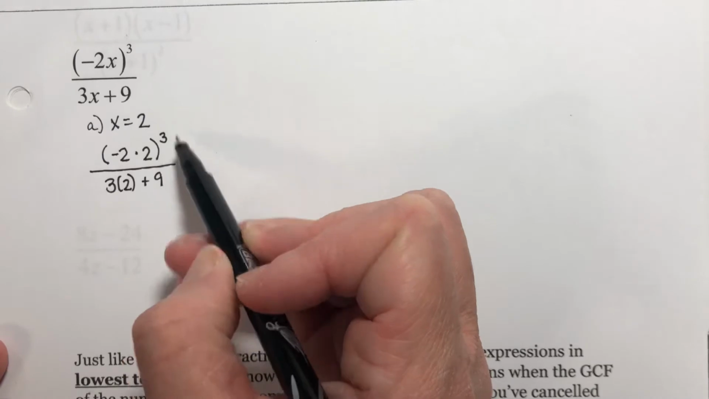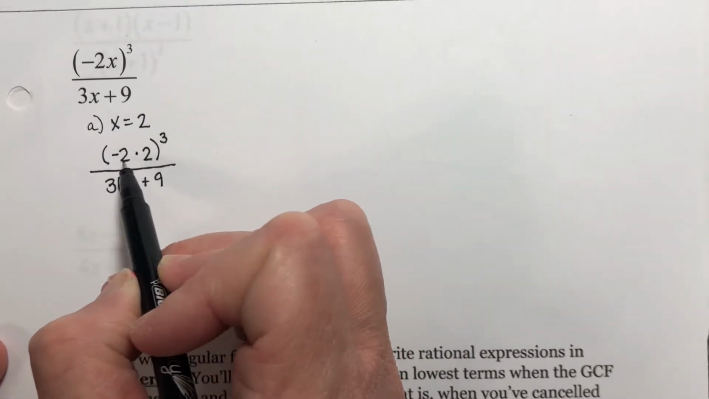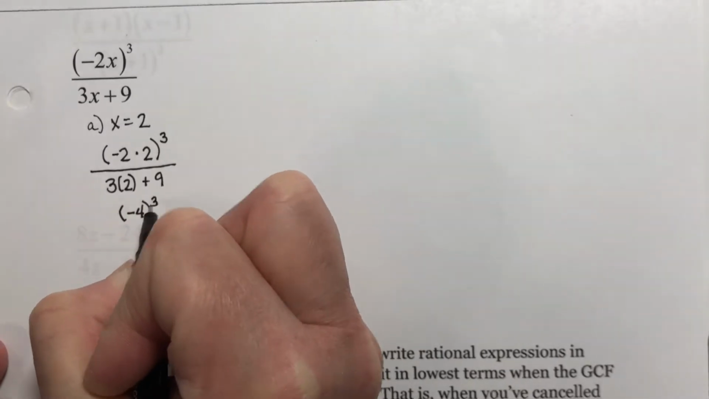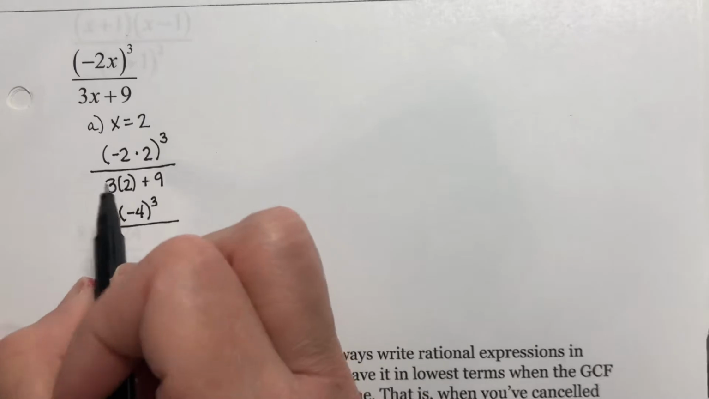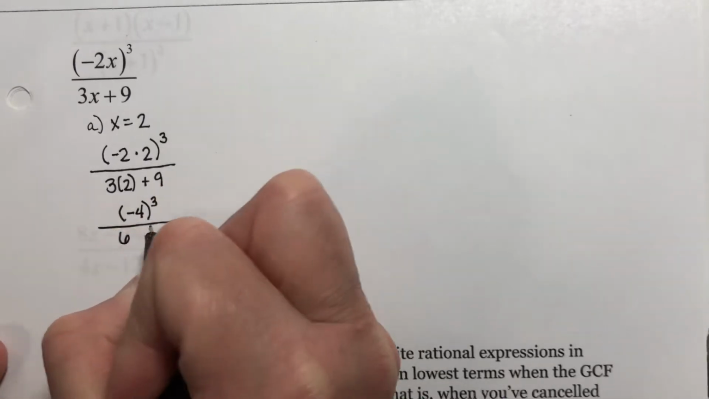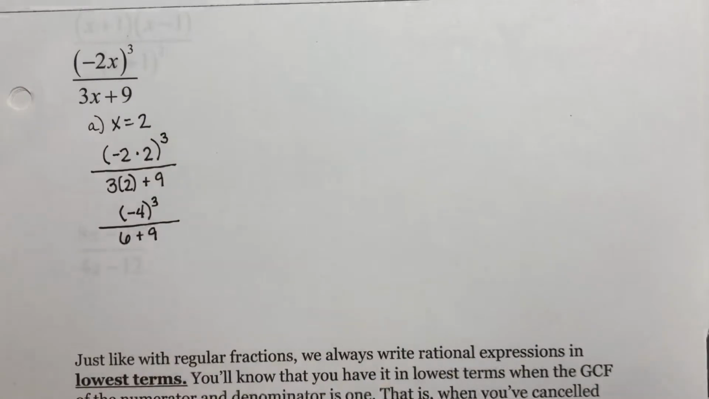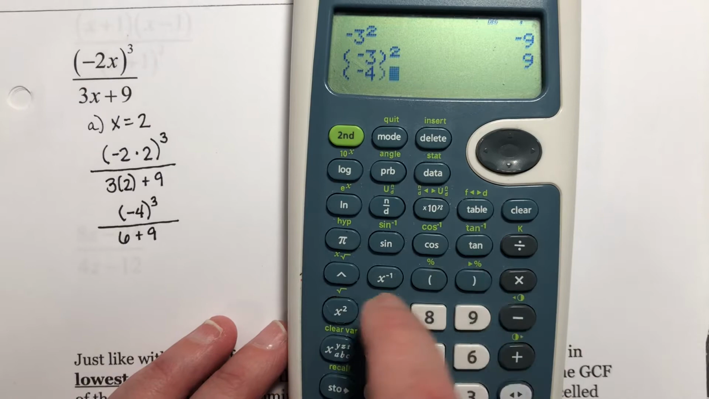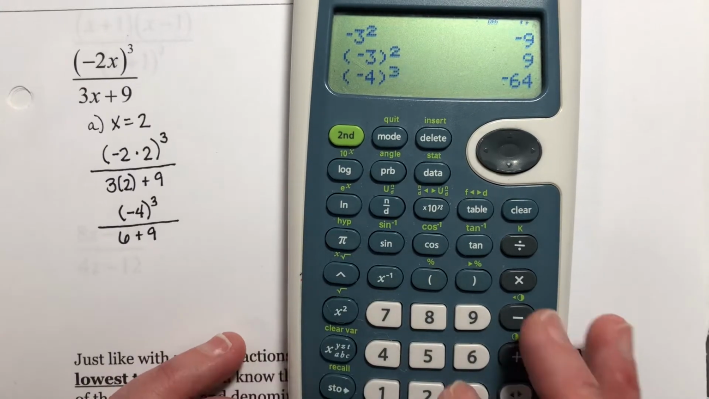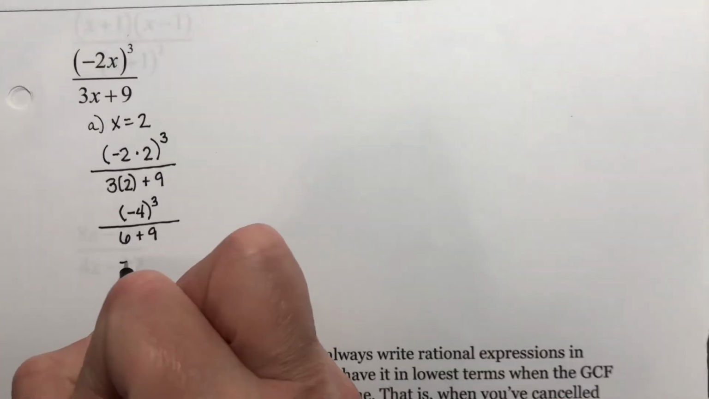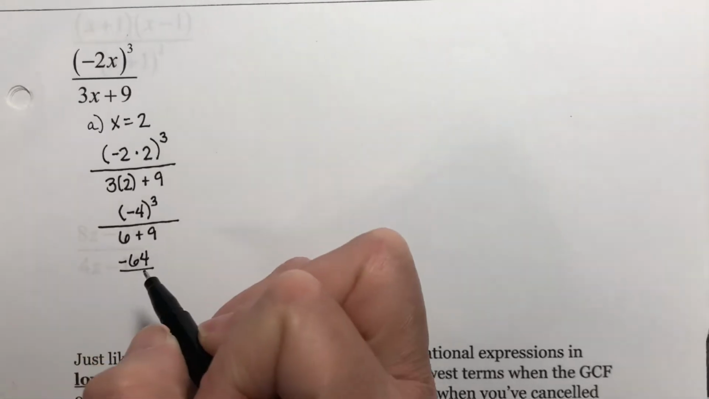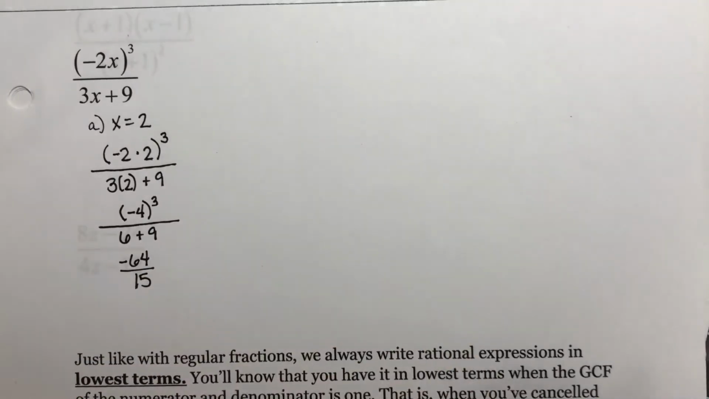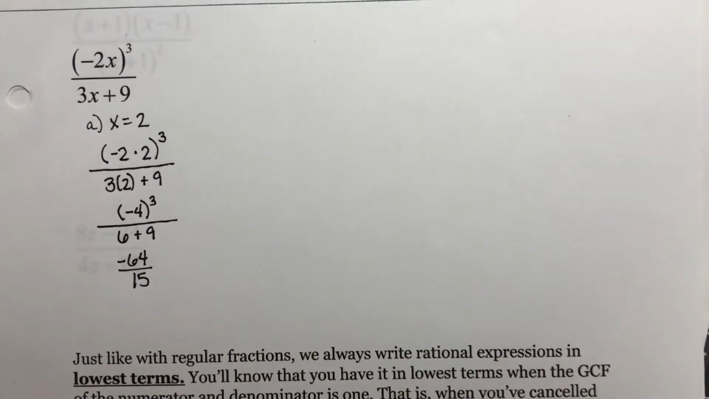This breaks it into two problems. I need to simplify inside the parentheses here. -2 times 2 is -4, to the third power, over 3 times 2 is 6, plus 9. Use -4 inside parentheses and then raise it to the third power, and you get -64 over 6 plus 9, which is 15. I would reduce this if I can, but it does not reduce, so that is my answer.